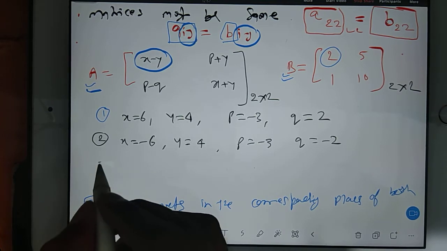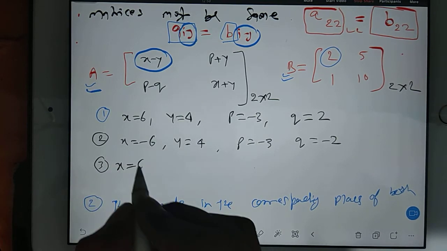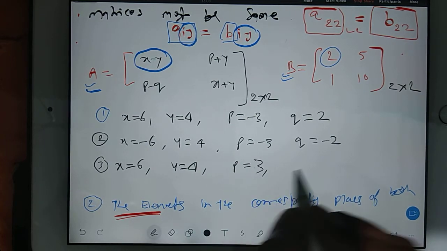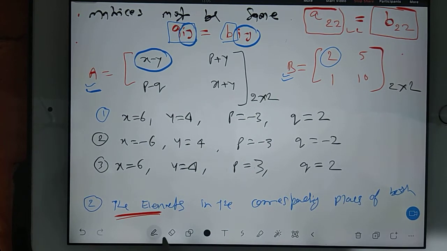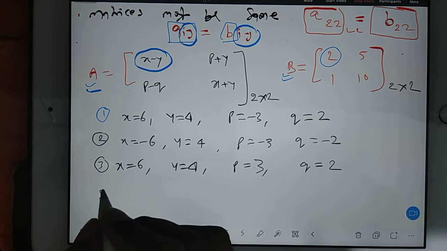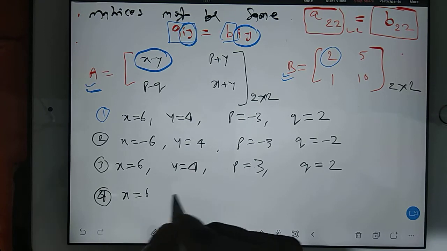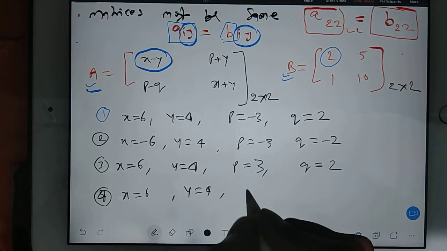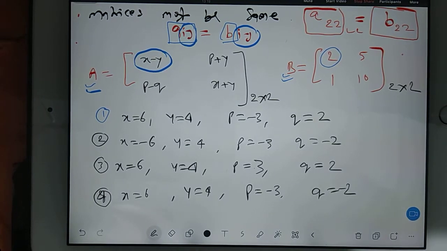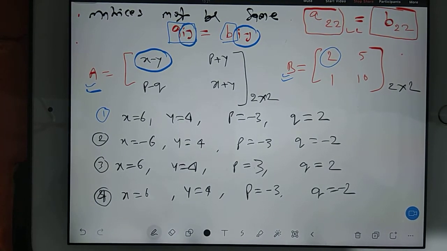Now third set of answers: x is equal to 6, y is equal to 4, p is equal to 3, q is equal to 2. Now fourth set of answers: x is equal to 6, y is equal to 4, p is equal to -3, q is equal to -2. Which of the following is correct, guys? Solve fast.